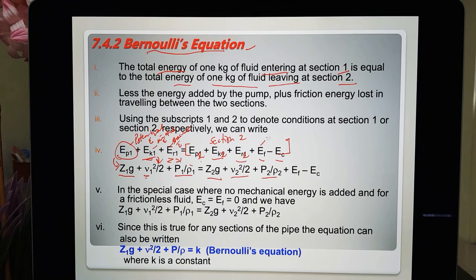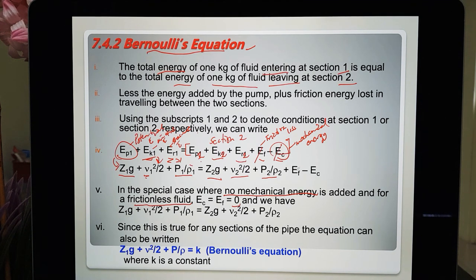EF is the friction loss due to the tubing, and EC is the mechanical energy. In the special case where we assume that this system is working steadily, meaning there is no mechanical energy involved, and for a frictionless fluid, meaning the system is very good and there is no friction, then we can expect that EC and EF are equal to zero.